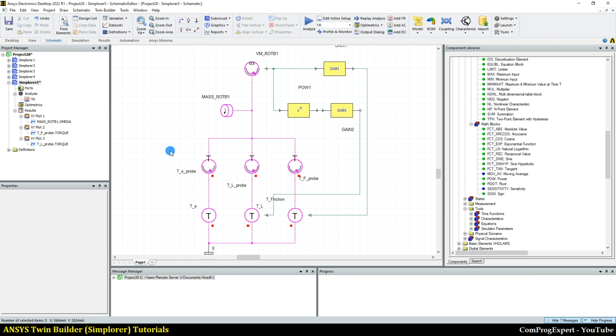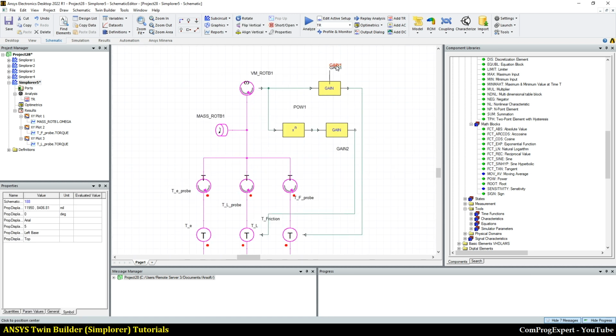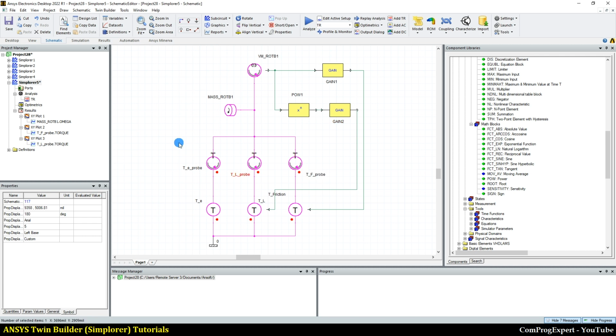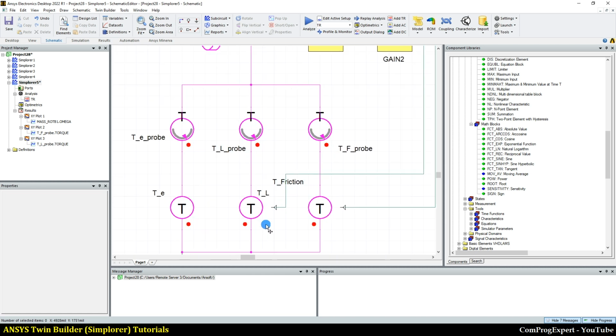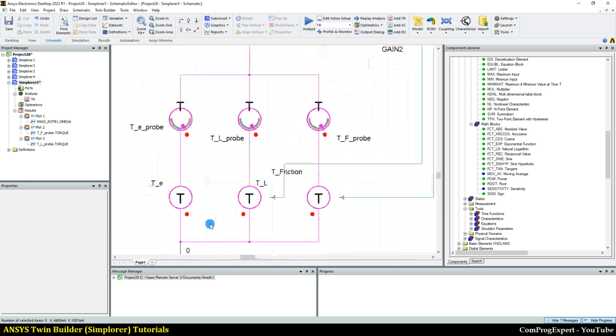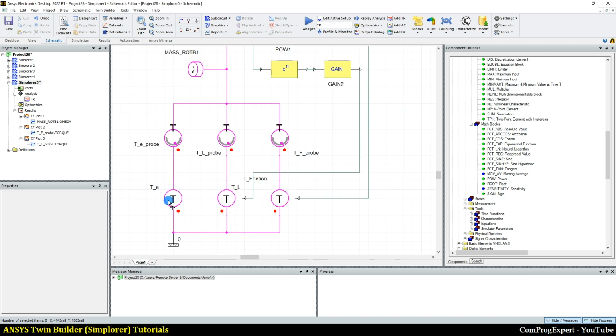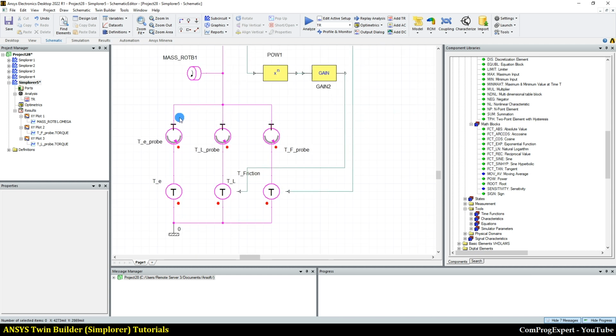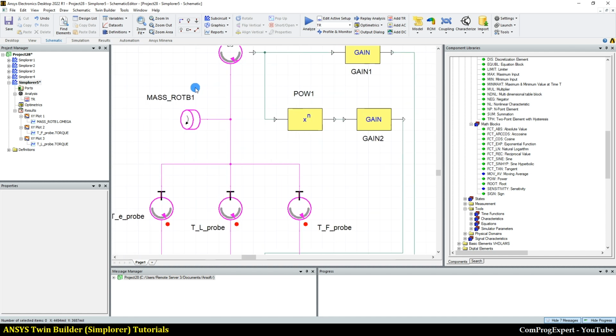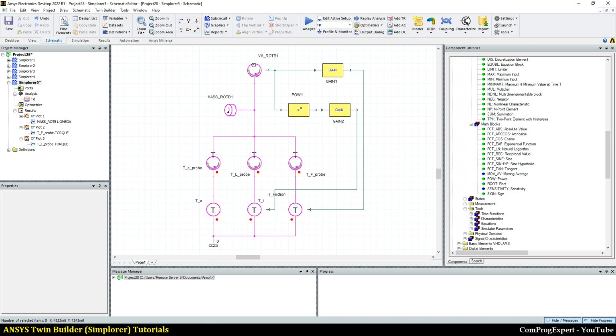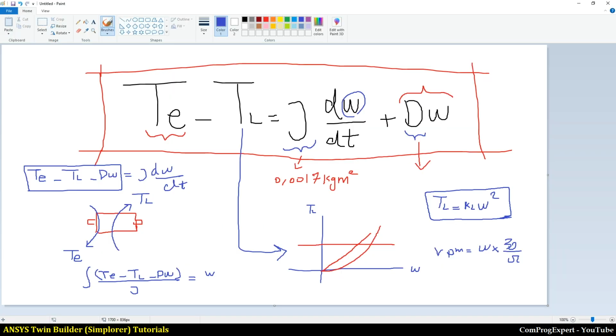So yes, you can redo this example in the ANSYS Simplorer software and generate the results and analyze. So the aim of this video was to explain the logic for the mechanical circuits, how we can use the torque source element, the torque meter element, the speed meter element, and the rotational mass element to solve this torque equation.